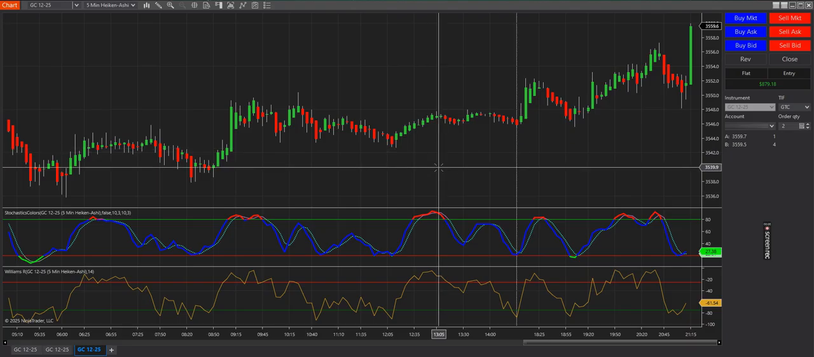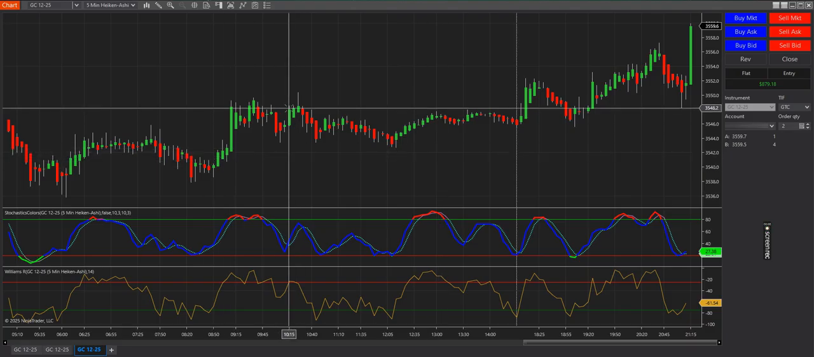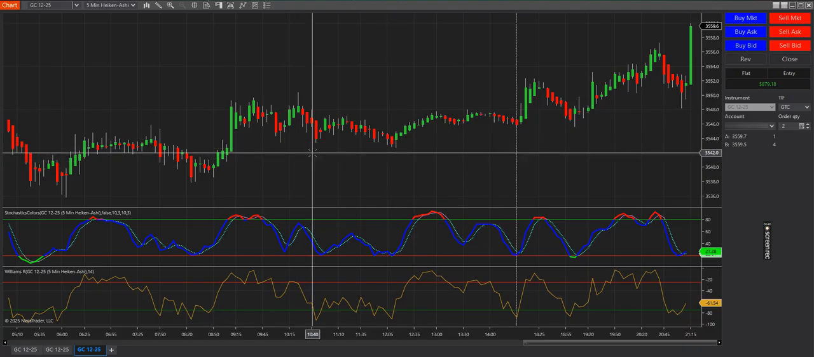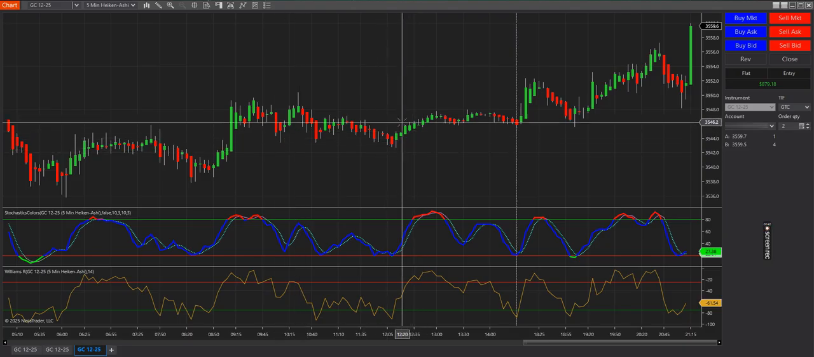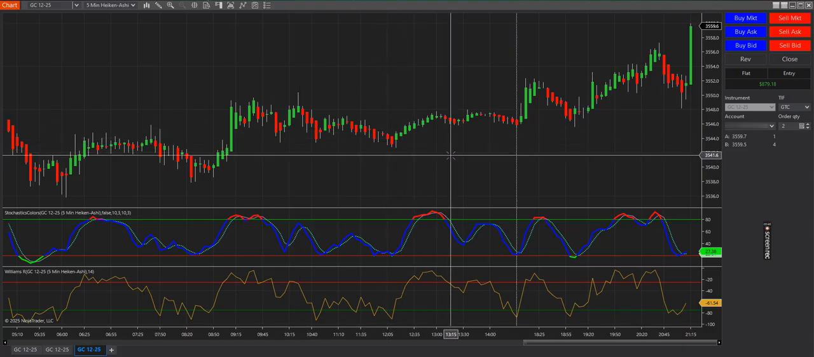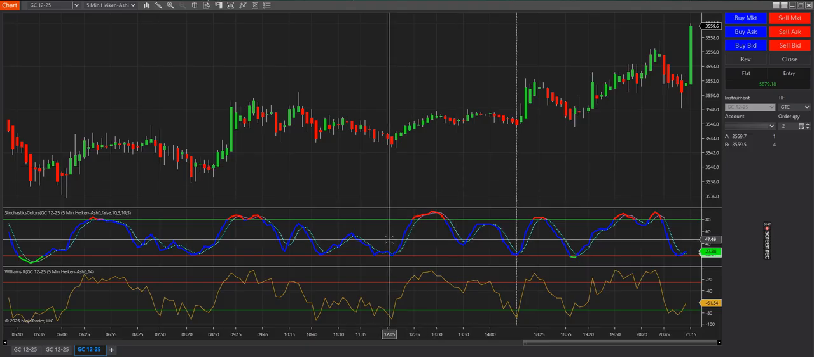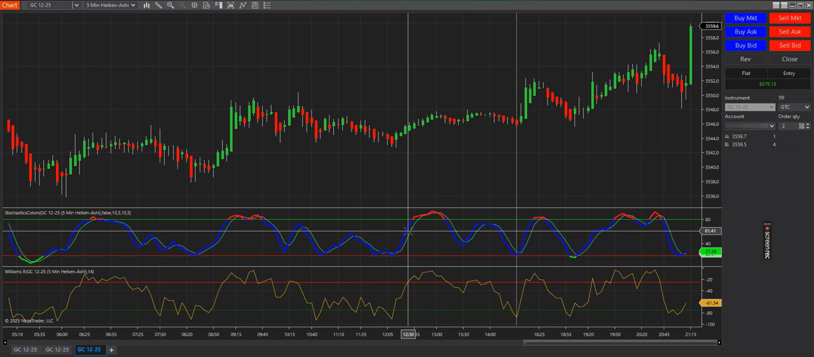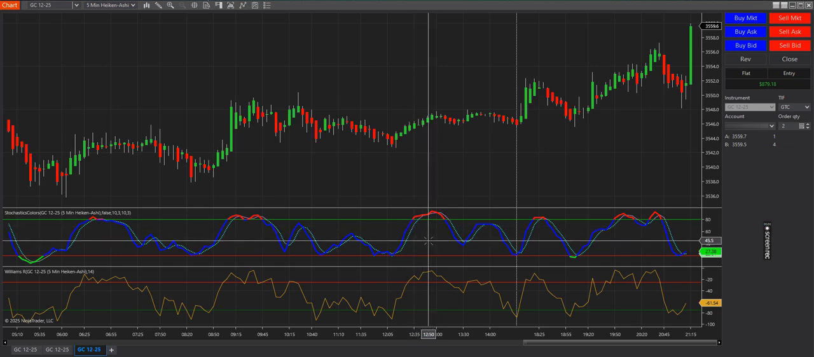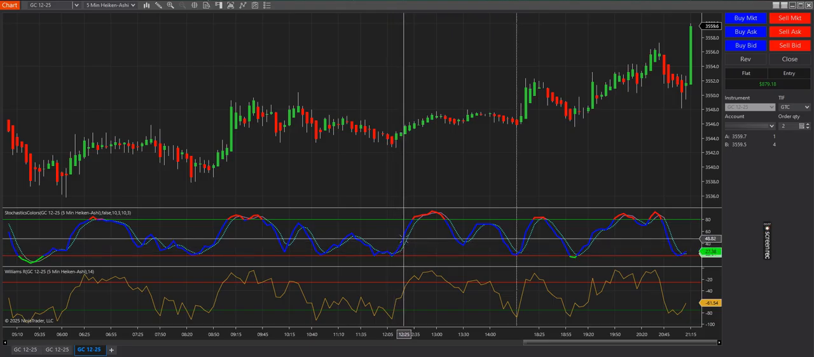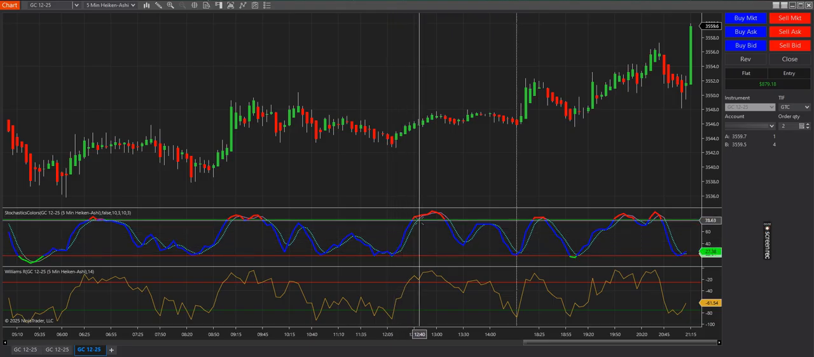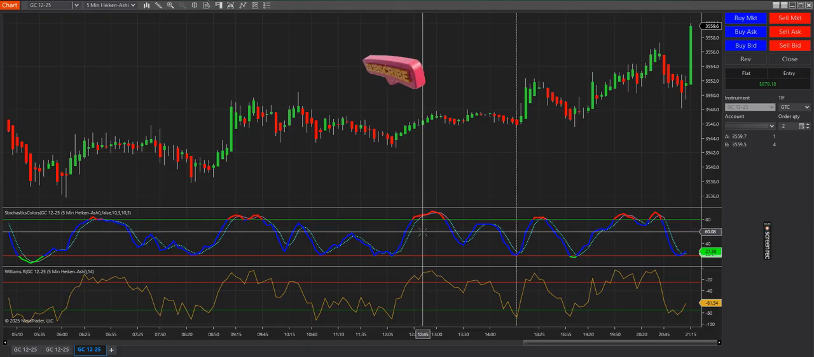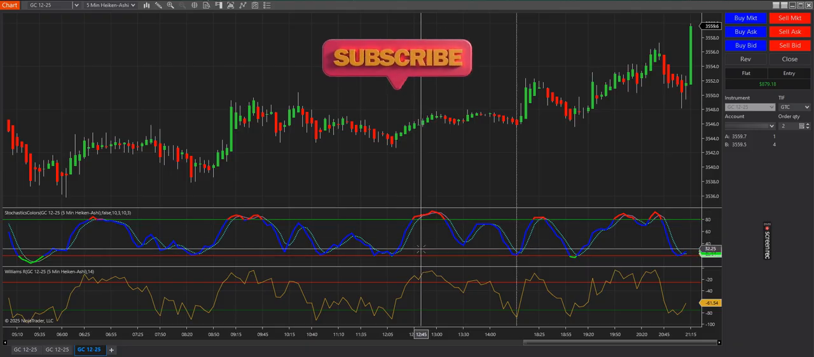I like using Heikin bars because it's smoother and you can actually see the trend better. I have the stochastic color indicator here, and what the stochastic basically does is measure overbought and oversold levels. The green line is 80 and this red line is 20.